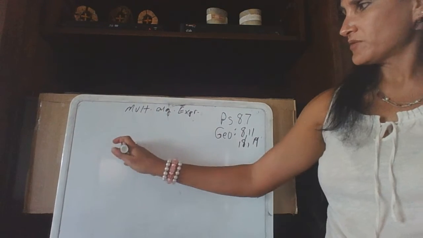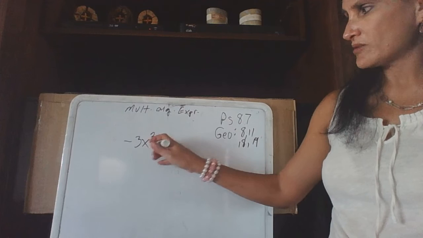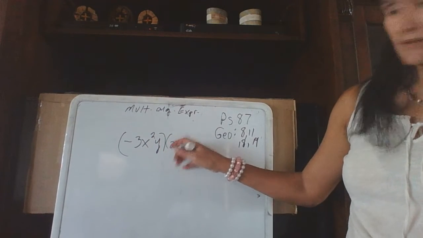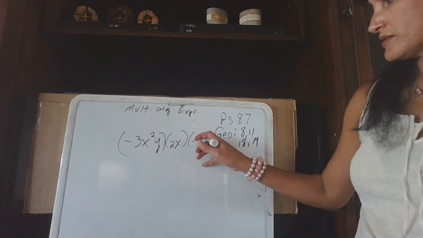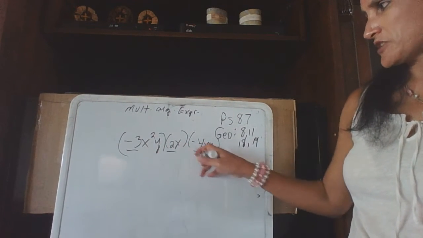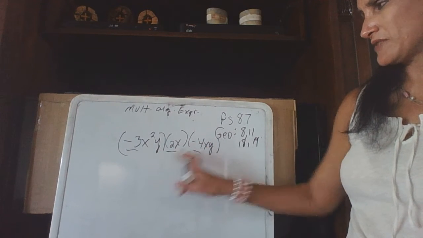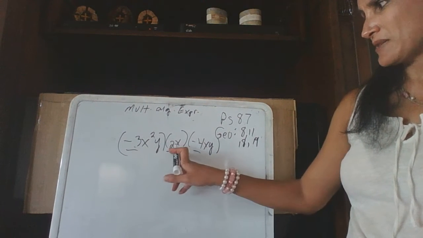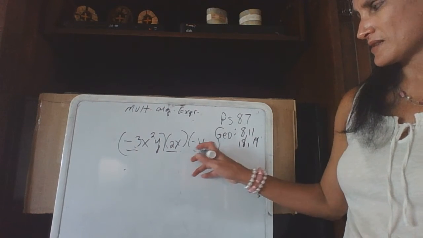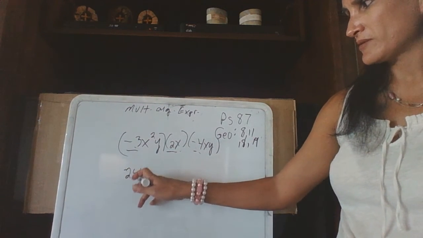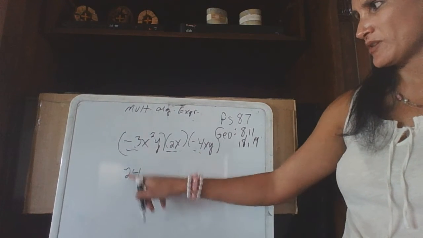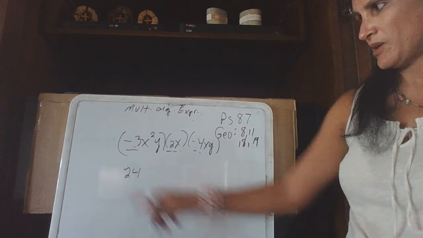Okay? Let's look at example number 1 in your problem set. You have negative 3x squared y, okay, and then you have 2x, and you have negative 4xy. Okay. Multiply your coefficients first. So negative times a negative is a positive. 3 times 2 times 4. So 3 times 2 is 6. 6 times 4 is 24. So all I did was 3 times 2 times 4. So 8 times 3, 24, and there's 2 negatives, makes it positive.